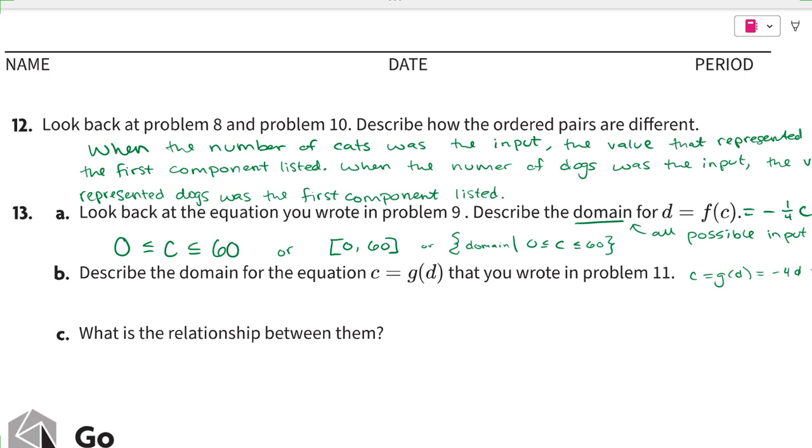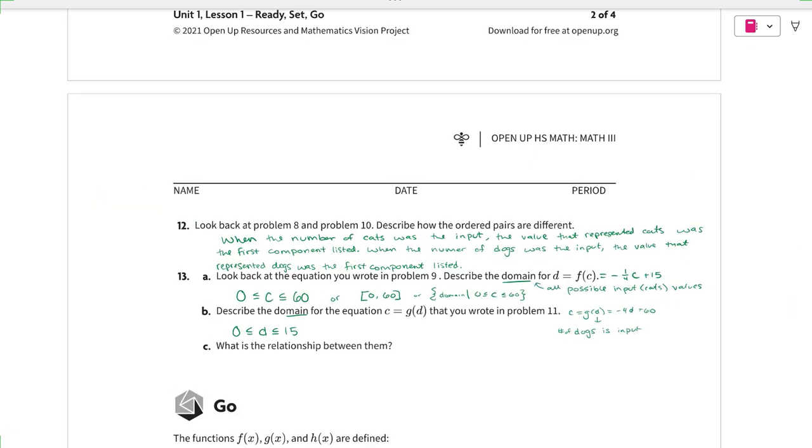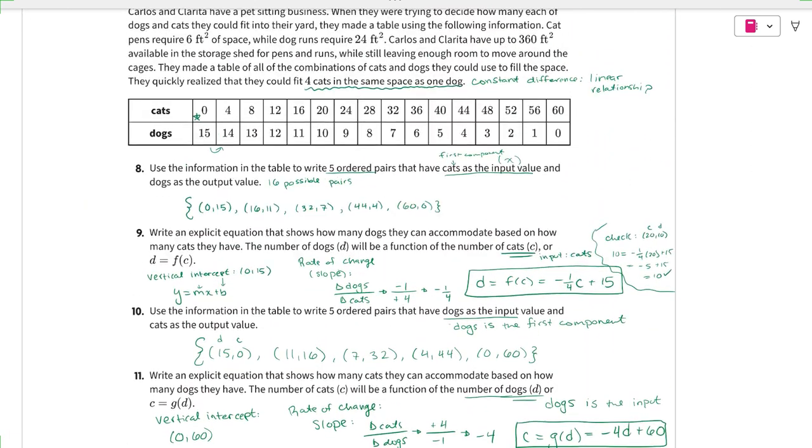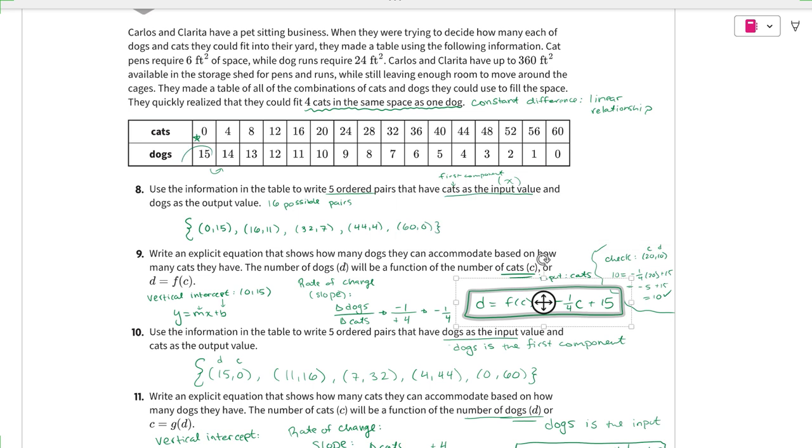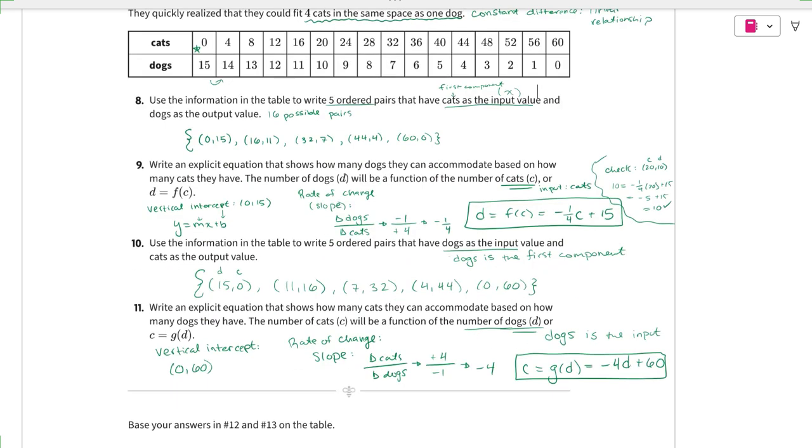So here, the number of dogs is the input, and remember, domain is our input value. This time we could have 0 dogs, and because the dogs take up more space, the maximum amount of dogs we could have is 15. Again, we can go to our table and look at our dogs, see that we have 15 or 0 as our range here.